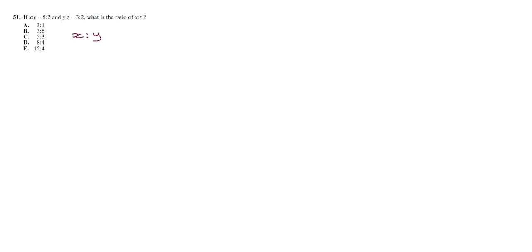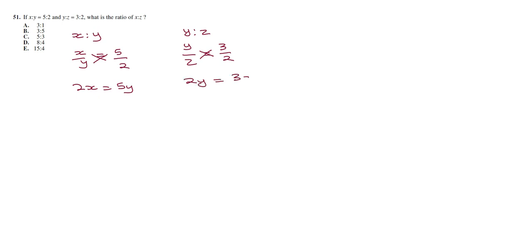X to y is the same as x over y. So x over y is equal to 5 over 2. And then y to z is the same as y over z. So y over z is 3 over 2. So we're going to do a cross product right here. Cross product, some call it cross multiplying. It's the same thing. So we have 2x equal to 5y and 2y equal to 3z.